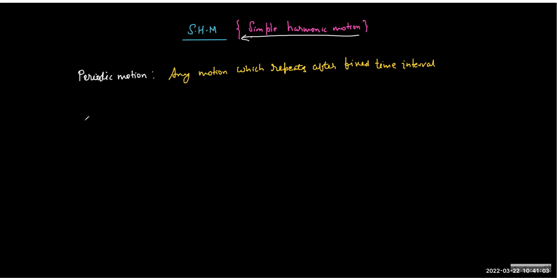If you talk about the motion of planets around the sun, these are all periodic motion, but they're not oscillatory. So what is oscillatory motion? We say that when a particle moves to and fro with respect to a fixed point, it is called oscillatory motion, right?